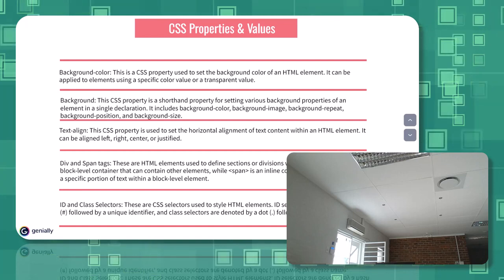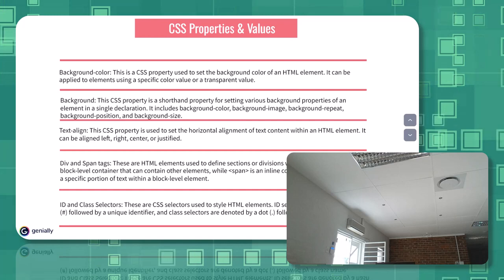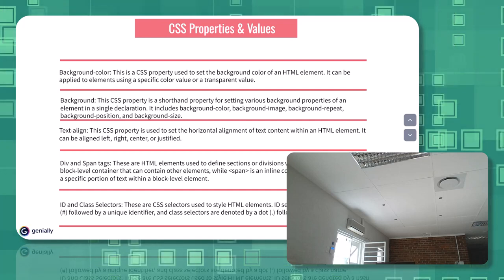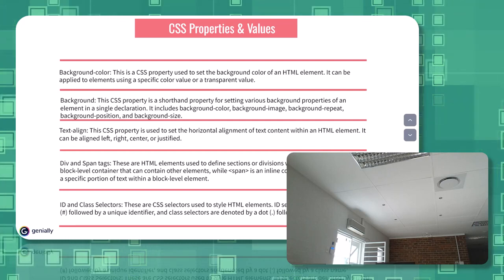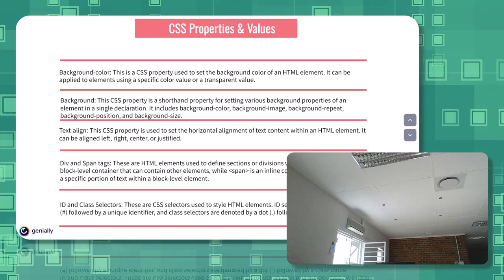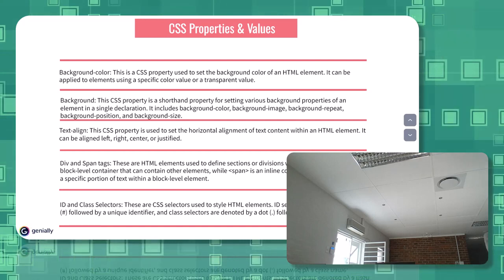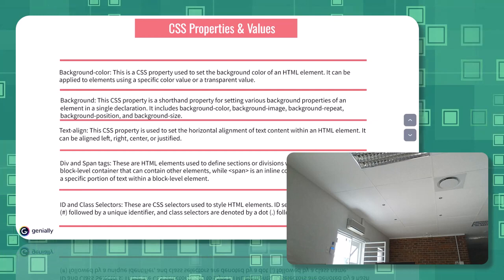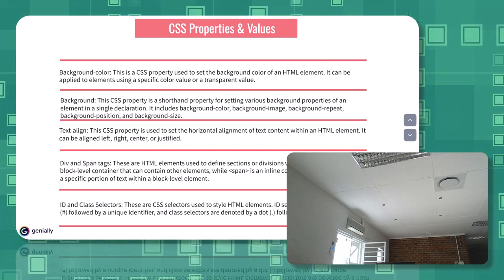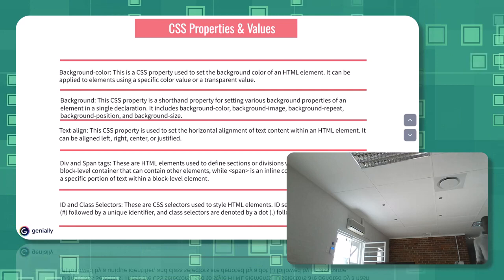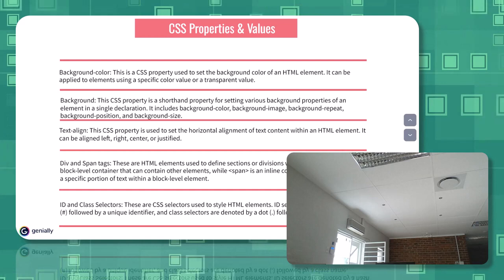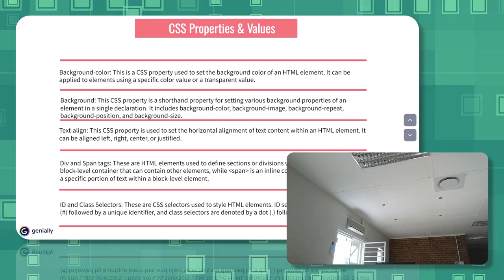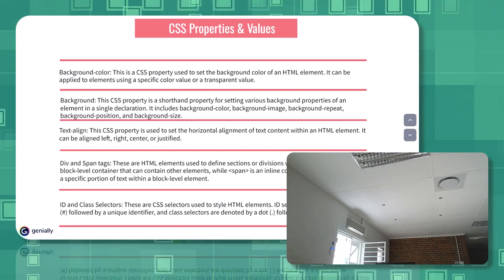So, let's just forget about CSS for a minute, because right now we are stepping to div. We have two tags there, which are div and span. These are HTML elements used to define sections or divisions within a web page. A div tag is a block level container that contains other elements, while span is an inline container often used for styling a specific portion of a text within a block level element.